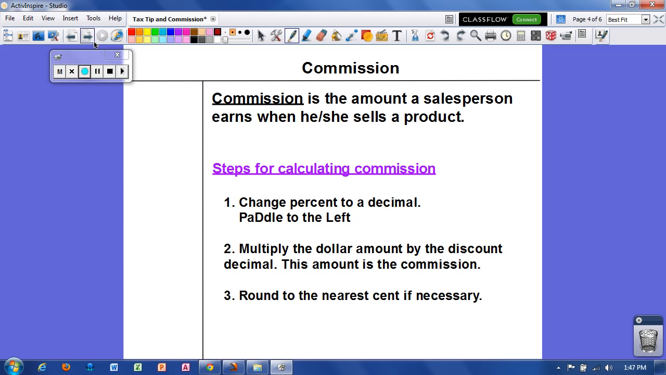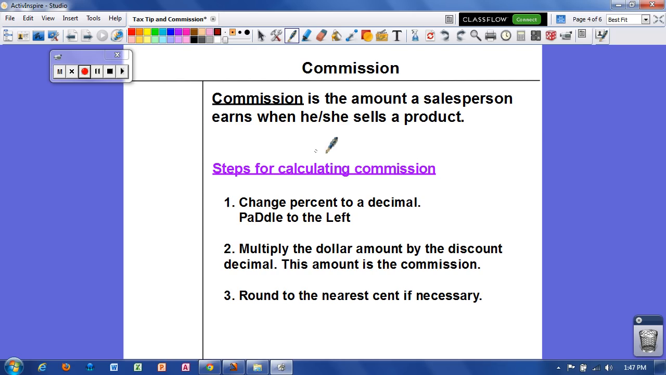All right, let's talk about commission. Commission is the amount a salesperson earns when he or she sells a product. A car salesman is probably something you're very familiar with. Car salesmen get commission whenever they sell cars. That means a certain percentage of that cost is actually going to that salesperson.